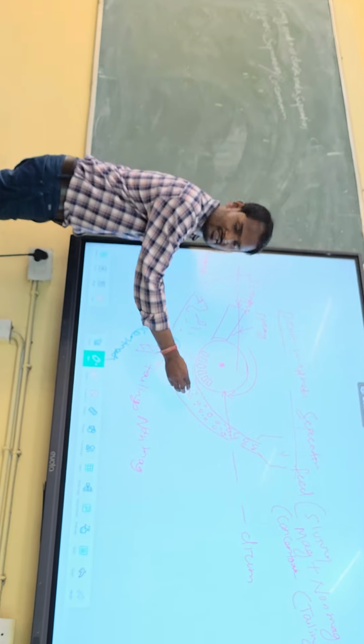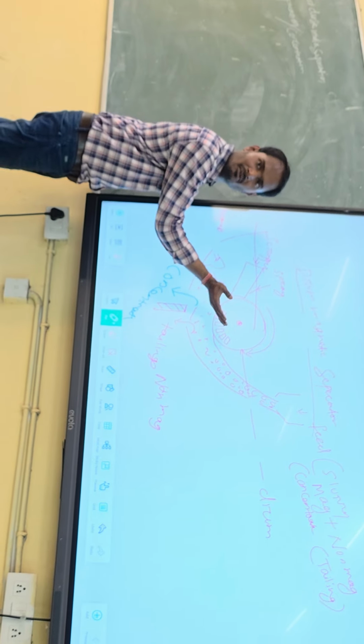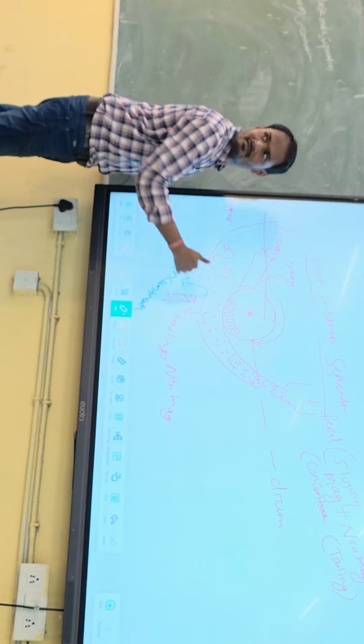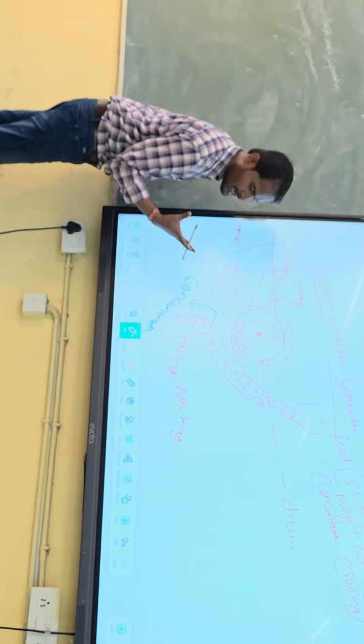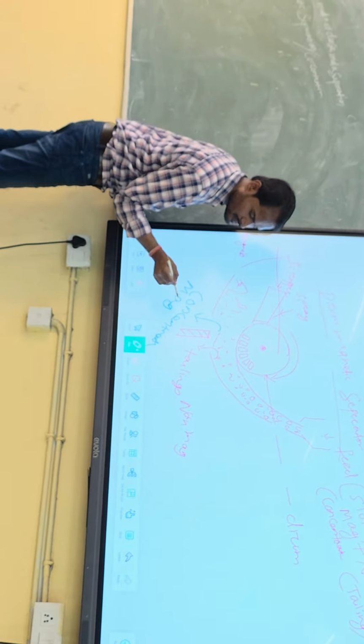And non-magnetic minerals just fall down because they will not attach to the drum. They will simply fall down. So two ways. So these are the concentrate and these are the tailings. So this concentrate means mag. Fine.